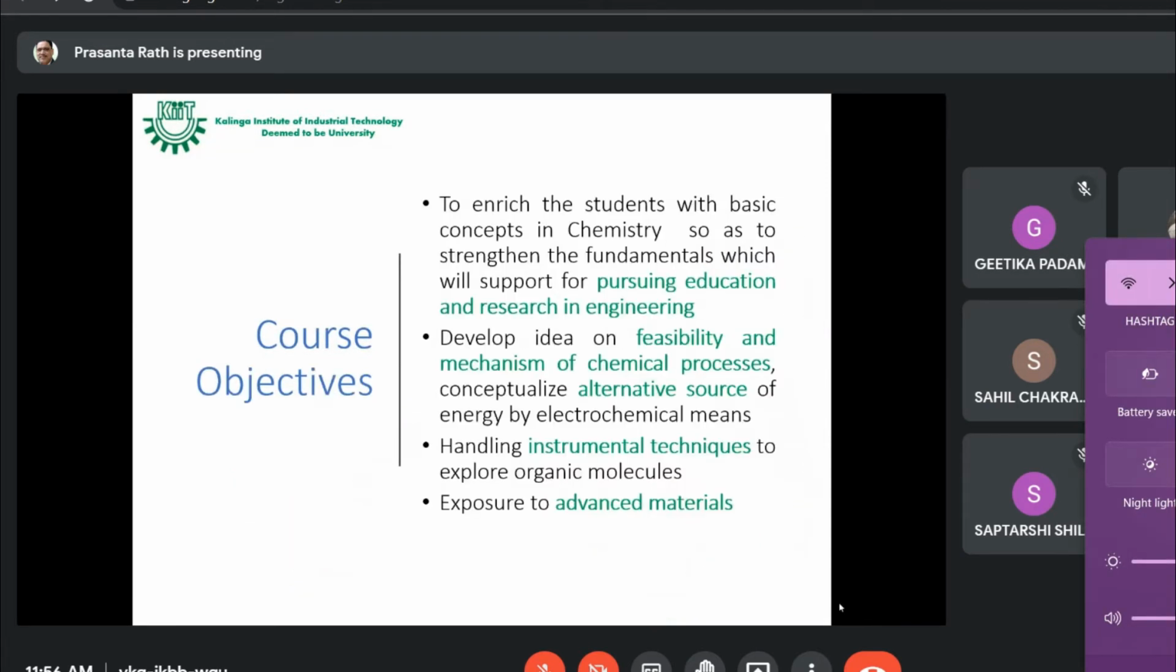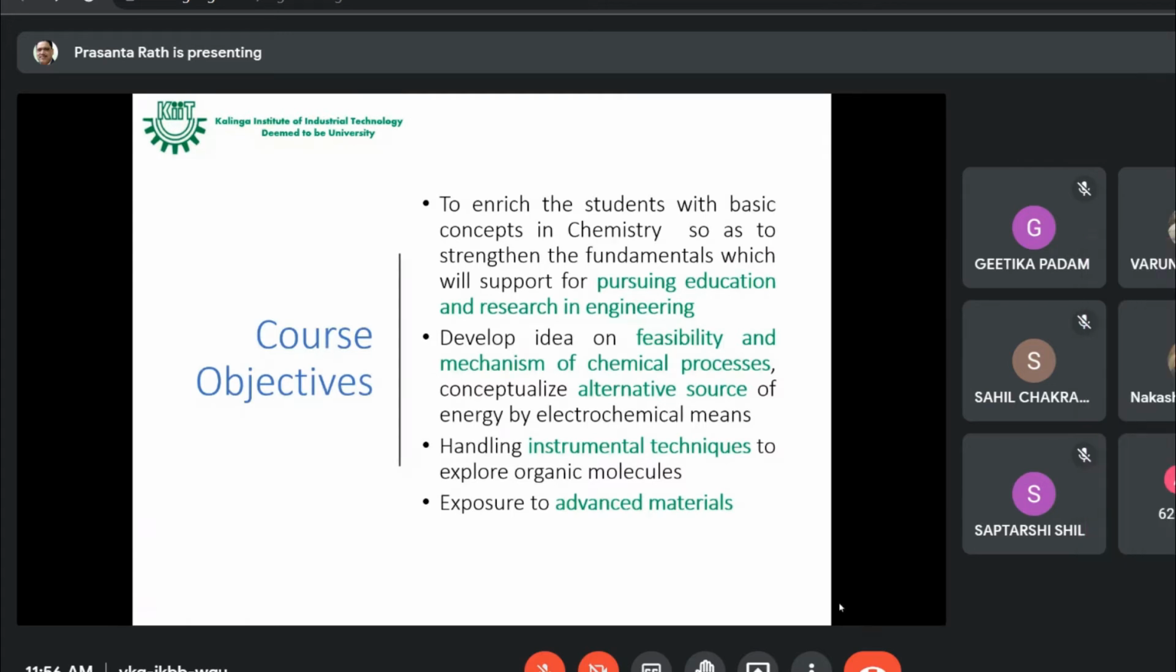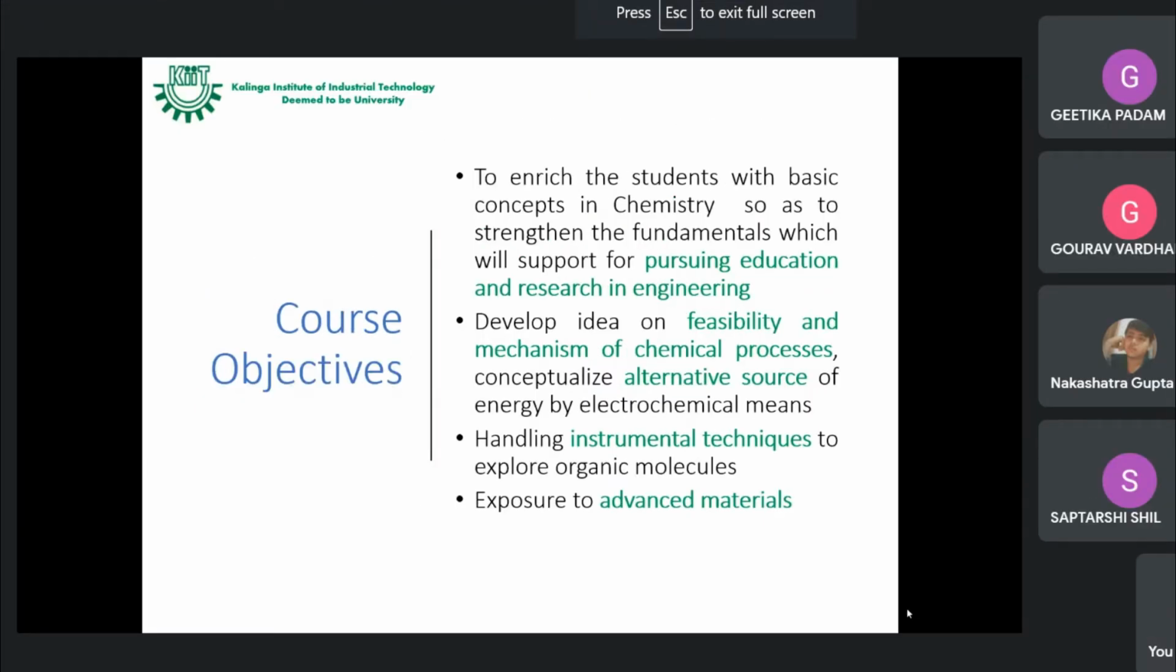Look at the course objectives. You can read the objectives: to enrich the students with the basic concepts of chemistry so as to strengthen the fundamentals which will support pursuing education and research in engineering. Develop an idea on feasibility and mechanism of chemical processes. Conceptualize alternate sources of energy by electrochemical means. If you look into the syllabus, we are trying to meet these objectives.